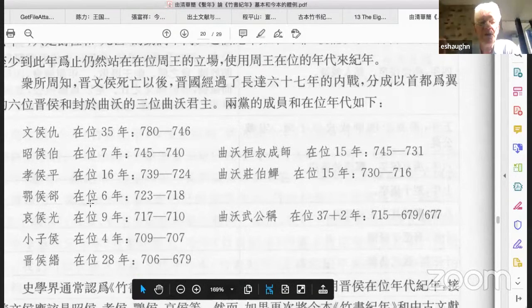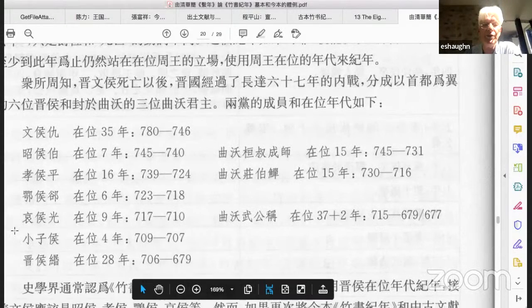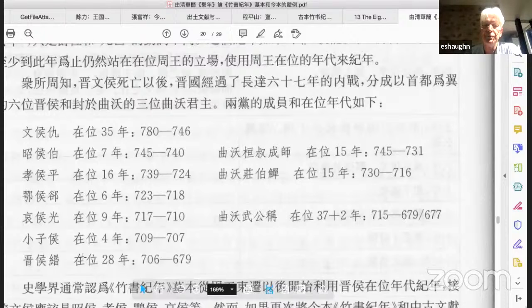But we know that when Wen Hou died in 746, then the state of Jin broke into two different factions. And there was a civil war that continued for some 75 years. And these were the lords in Quwo. So Huanshu Chengshi, the first of the Quwo lords, and then followed in turn by Zhuangbo and then Wugong. So these three lords were the Quwo lords. Wugong eventually won the civil war. He killed Jin Hou Min and unified Jin under his own rule.